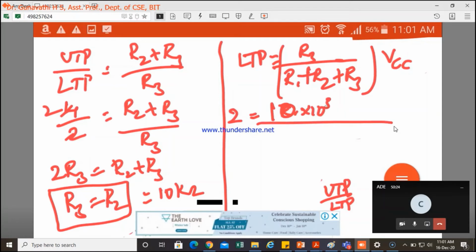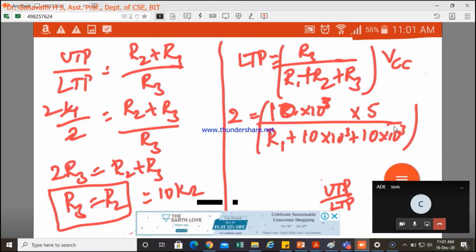So many a times what happens, you'll forget this unit. You'll forget to write this 10 power 3. Then your result will be wrong. Be careful with it. R1 is unknown. R2 is 10 kilo. R3 is 10 kilo. Instead of writing these multiple times, you can write it together. So I'll just write VCC here only, 5 volts. Next, do the computation.